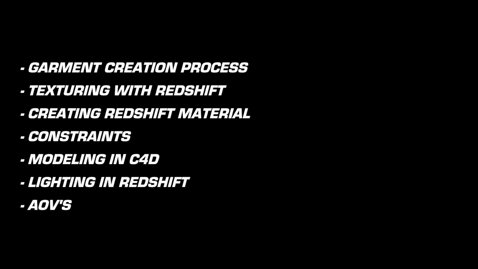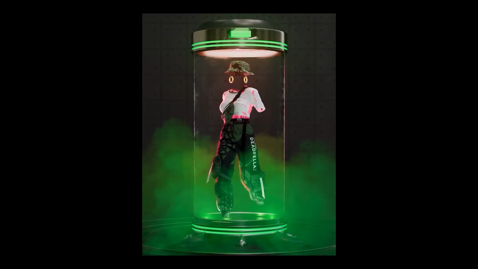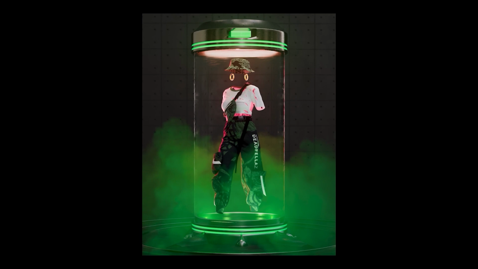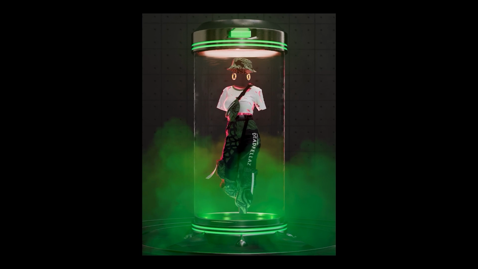So we will cover today in this talk garment creation process, texturing within Redshift, creating a Redshift material, constraints, modeling in Cinema 4D, lighting in Redshift, and AOVs. And the scene we will be analyzing or building is this one right here, which is a collaboration I did with Deadfellas for their Halloween event. The theme is infected, and it was also based off spooky or Halloween vibes, so we have gone really full on for sci-fi vibes in this scene. So let's get into it and I will show you guys how to build this scene.